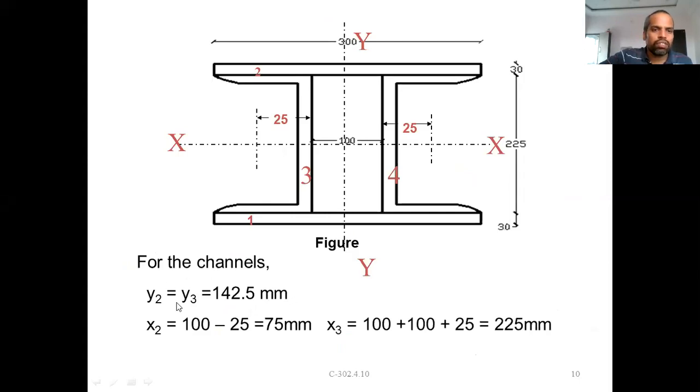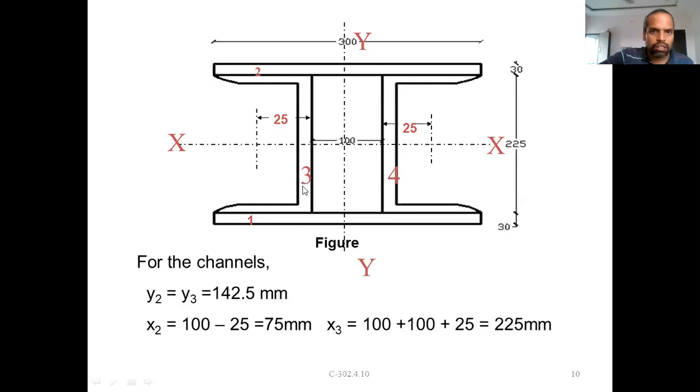Right, for the channels, y2 and y3 are equal to 142.5. So these are the vertical distances, 142.5 for y2 and y3. Of course, for the two channels the distance from here to here is the same, because the centroidal axes of both channels will coincide with the centroid of the section.